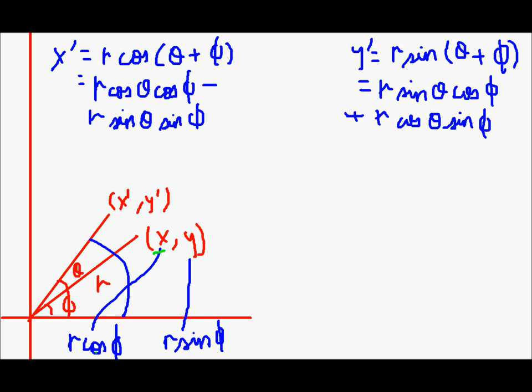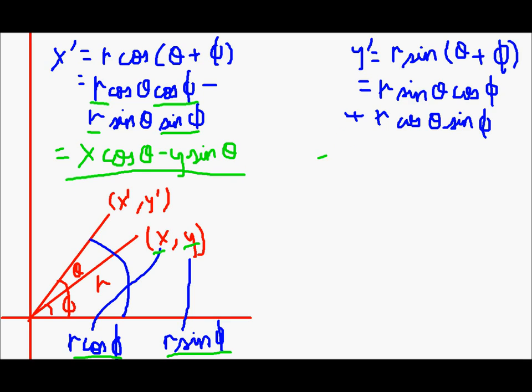Now x is r cos phi, so in place of r cos phi we shall write x. So this will be x cos theta, and in place of r sin phi we shall write y. So this will be minus y sin theta. This is our new x dash, and over here, in place of r cos phi we'll write x. So this will be x sin theta.